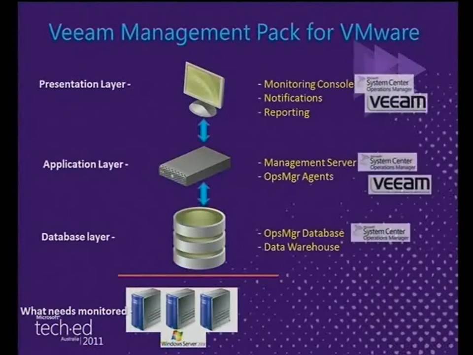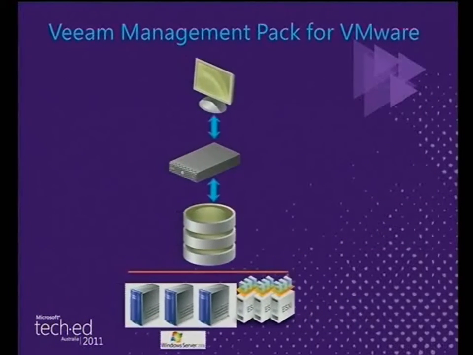So we have no additional database layer. We use the Ops Manager database. No additional database for long-term reporting. We use the Ops Manager data warehouse. No additional application layer. We use a management server for configuration, and we actually use existing Ops Manager agents, as you'll see in a wee minute or two, to go off and connect to the VMware environment and pull monitored information back. And critically, we have just that single presentation layer. So everything is consolidated within the monitoring console. All the subscriptions, the reporting, everything is exactly as it is with Ops Manager. So it just brings that VMware monitoring under one roof.